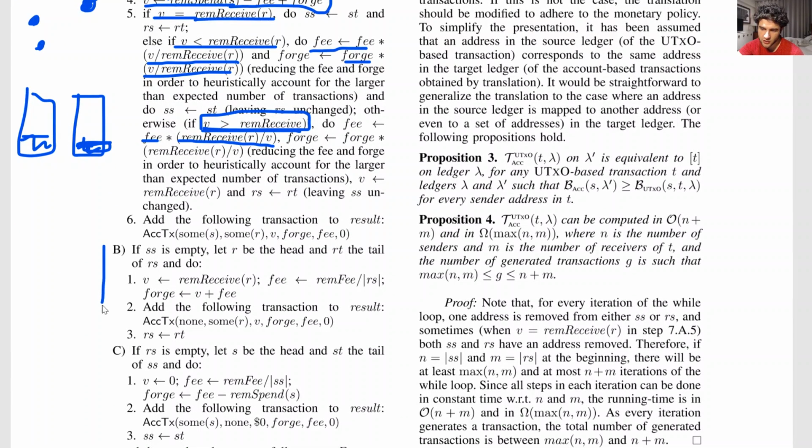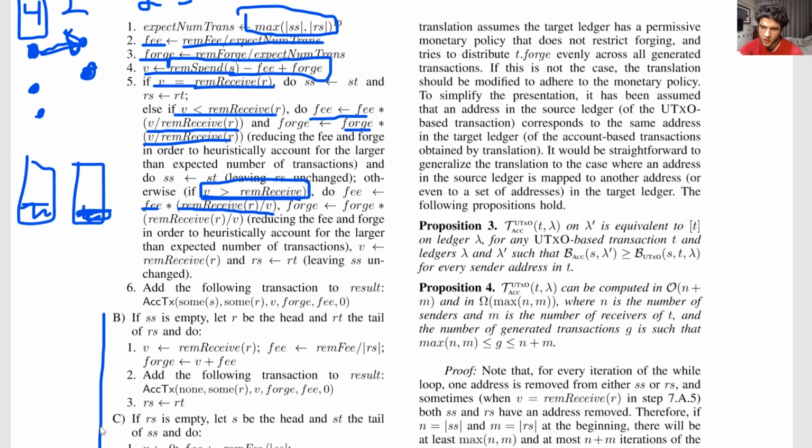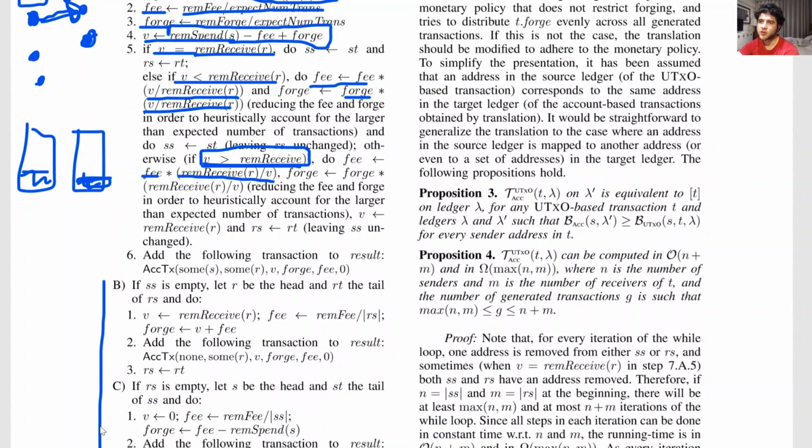trick or corner case you have to deal with, which is to say, what if you run out of senders, but you still have some amount that is receivable? And to deal with that, you say, okay, so if we're out of senders, but we still have some amount receivable, that means that all that is left must be forge money, money that comes from the equivalence of what would otherwise be a Coinbase transaction.